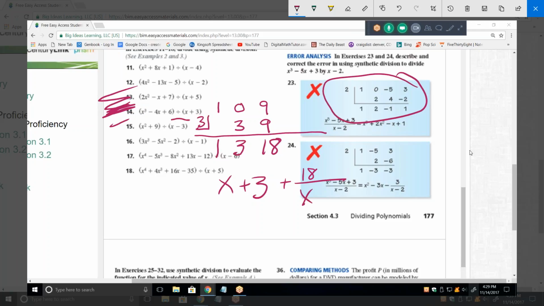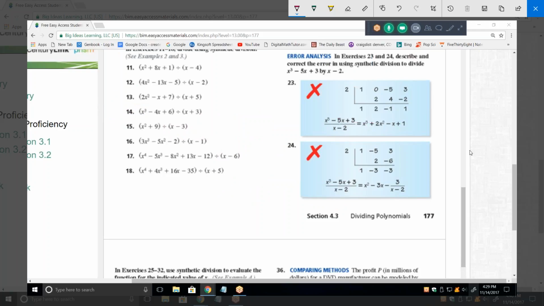Actually, it's x minus 3. Okay. It's your divisor. In other words, it's the bottom. It's the denominator that goes there, not the dividend, which is the numerator. Okay? All right. Okay, 16. Goes in the box. 1 goes across the top.